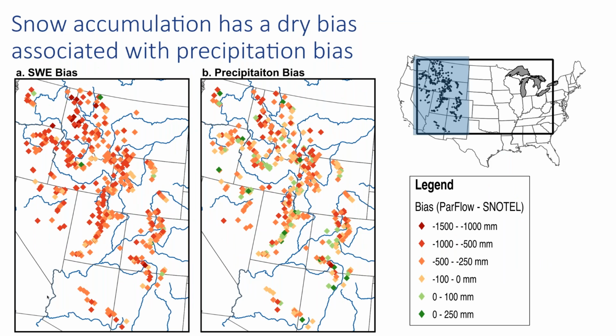Okay, we can also look at the snowpack. On the left, I'm showing the bias in our simulated SWE. You can see that we're underestimating the SWE in this simulation, but this is pretty consistent. We can attribute this mostly to a bias in the precipitation in our NLDAS forcing. On the right, you can see the bias in our precipitation, and these really line up pretty well. So this is also a function of the resolution of our forcing data set.